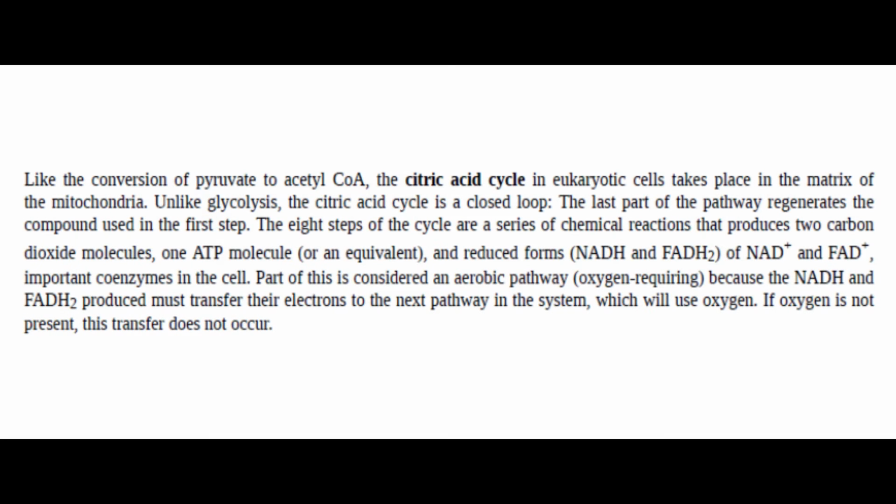Like the conversion of pyruvate to acetyl-CoA, the citric acid cycle in eukaryotic cells takes place in the matrix of the mitochondria. Unlike glycolysis, the citric acid cycle is a closed loop. The last part of the pathway regenerates the compound used in the first step. The 8 steps of the cycle are a series of chemical reactions that produces 2 carbon dioxide molecules, 1 ATP molecule or an equivalent, and reduced forms NADH and FADH2 of NAD+ and FAD+, important coenzymes of the cell.